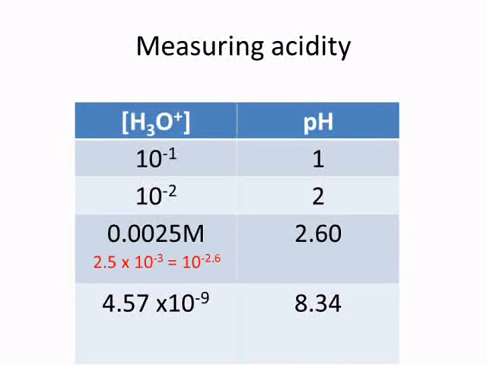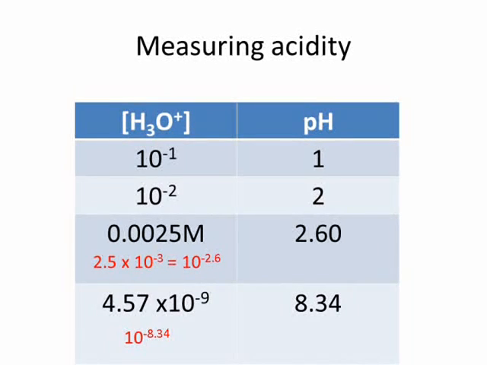If you look at this table, which shows the hydrogen ion concentration and the pH, in the first instance we have a hydrogen ion concentration of 10 to the minus 1 and a pH of 1. And for a concentration of 10 to the minus 2, the pH is 2. So it looks as if the pH is going to be the number that the 10 is raised to the power of. It becomes a little bit more complicated when you get concentrations like the third one, which is 0.0025, and the pH comes out as 2.6. And similarly in the last one, where we have 4.57 by 10 to the minus 9, the pH is 8.34. So it's not exactly the number that the 10 is raised to the power of.